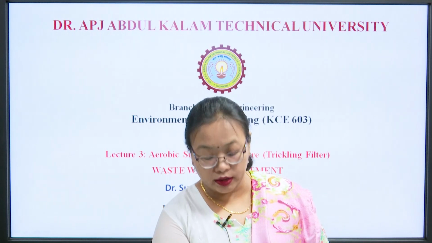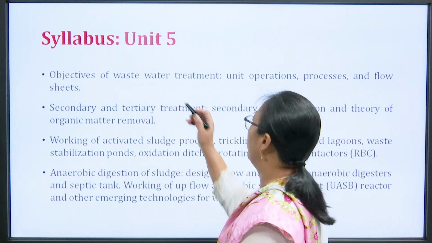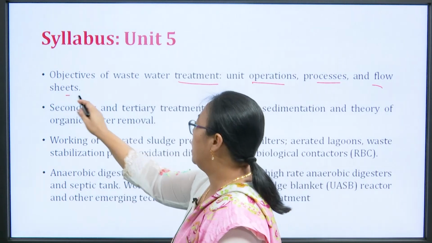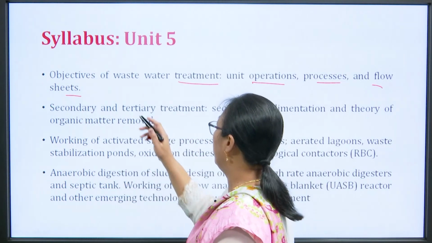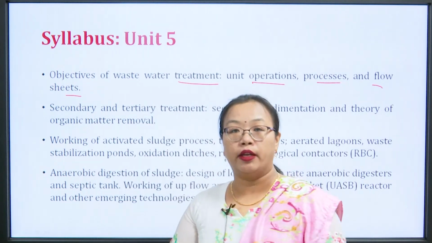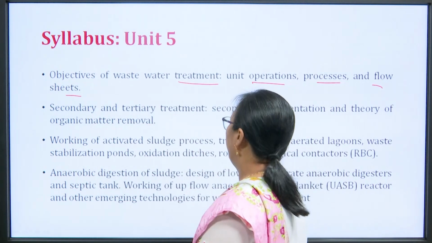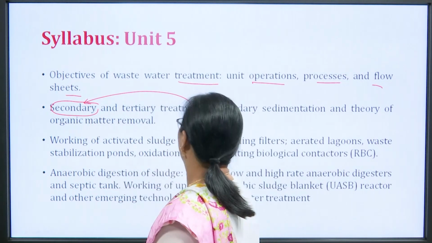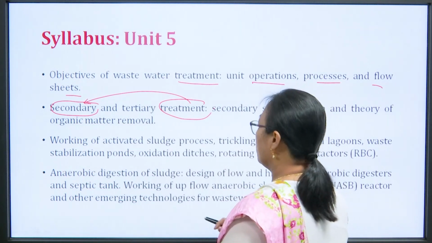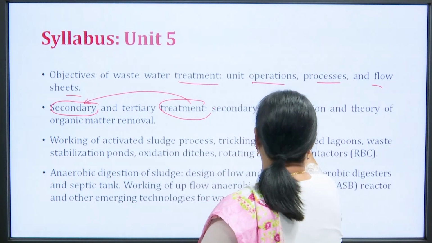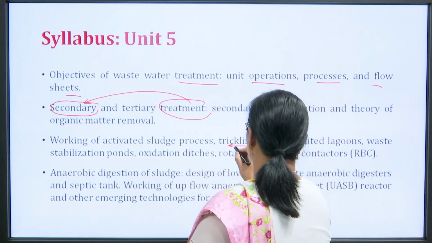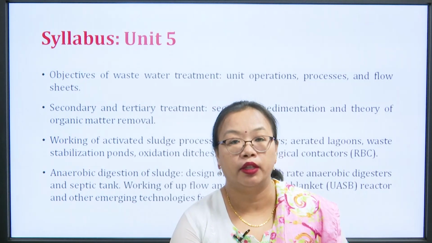As already discussed in lectures 1 and 2 of unit 5, we have talked about a wastewater treatment system, unit operations, processes and flow sheets. At the same time, we have talked about primary and secondary sedimentation tanks, and today we are coming to secondary treatment. We have already done the secondary sedimentation tank. Today we will be talking about trickling filters specially. Okay, now let us come to the next slide.